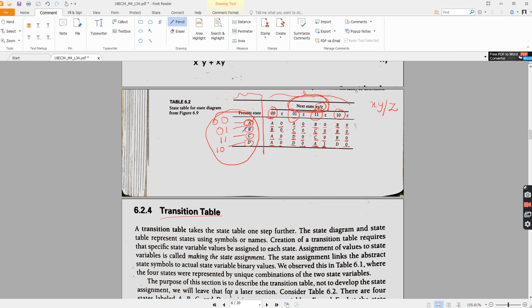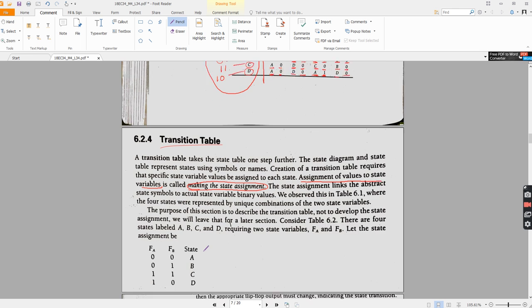How many states are there? There are 4 states. So I will be assigning 2 state variables. Correct? Yes or no? Look here: assignment of values to the state variables A, B, C, D. So I am assigning the values. It is called making of state assignment.